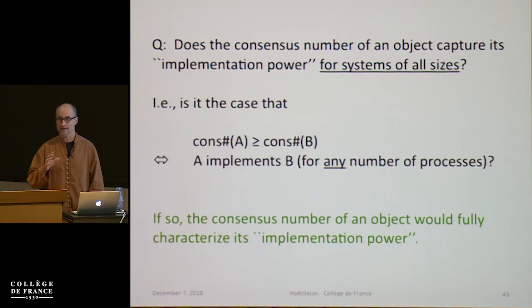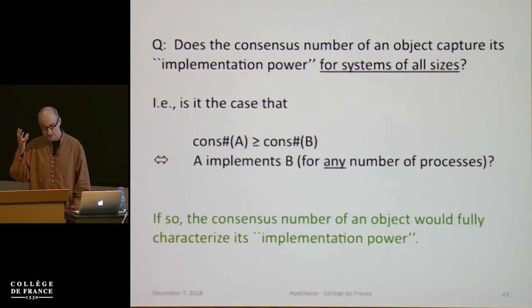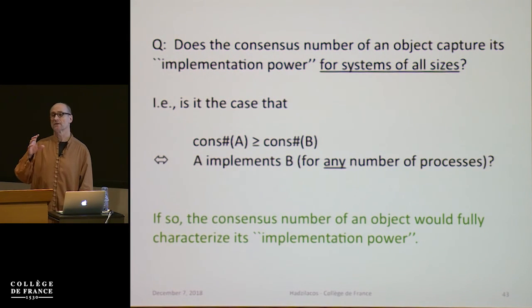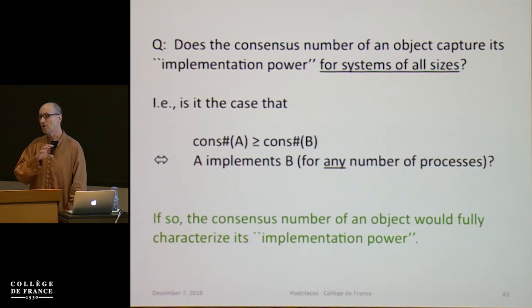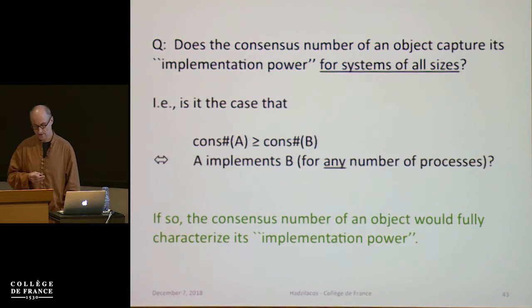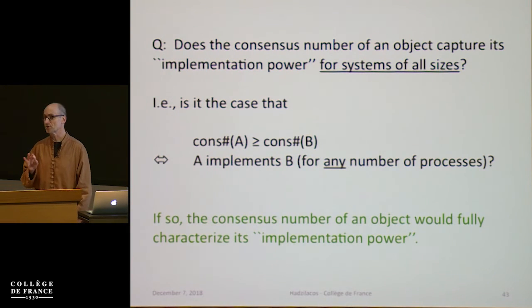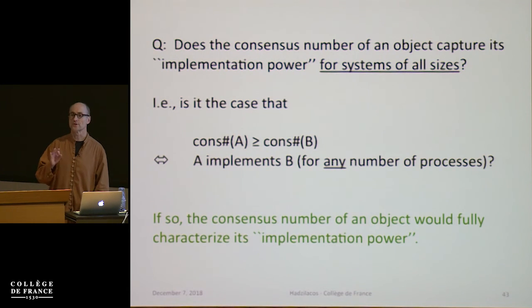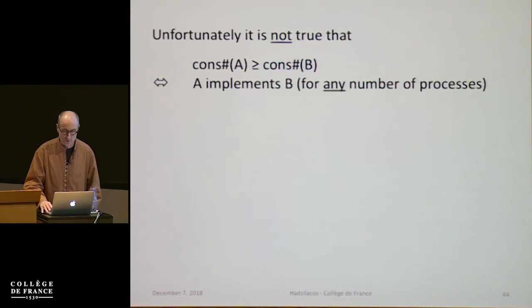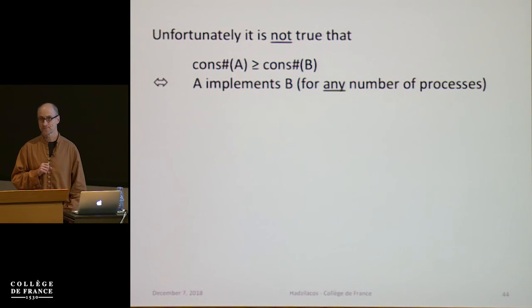Okay? Why? Because then this very abstract concept of what the object can implement would be completely encapsulated by a very simple quantity, its consensus number. And as we have seen in the second part of my presentation, we have at our disposal very nice methods for determining the consensus number of an object. So this would be great, but unfortunately it's not true.